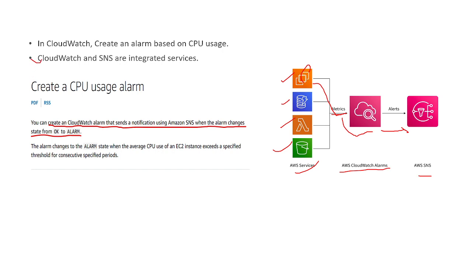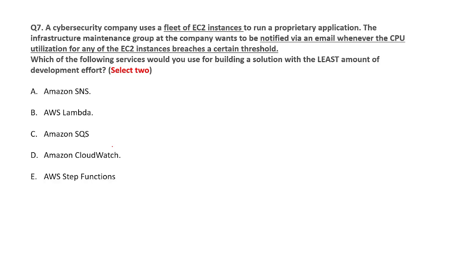Here are the two notes I also mentioned. CloudWatch and SNS are integrated services, and this is the key note, which is very important. You can create a CloudWatch alarm to send a notification using SNS when the alarm changes state, for example from OK to alarm. There are multiple states, but we are not going that deep. So we have found our answers: the answers are A and D. I'll go back. So our answers are A and D.